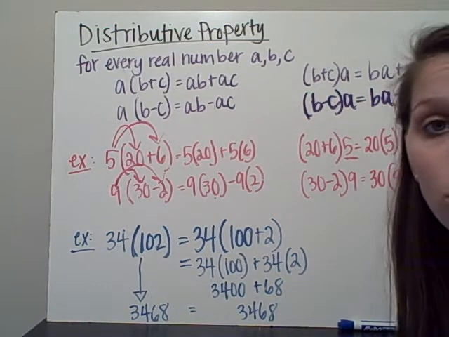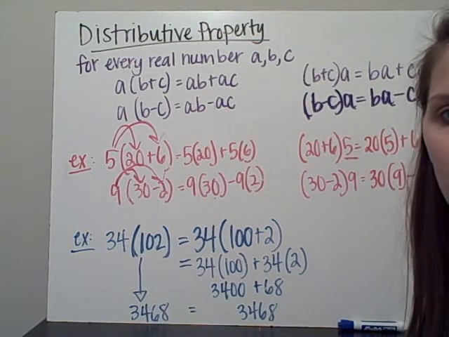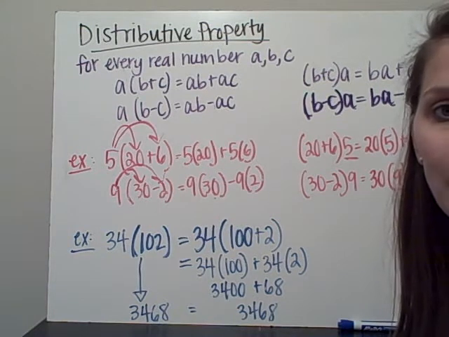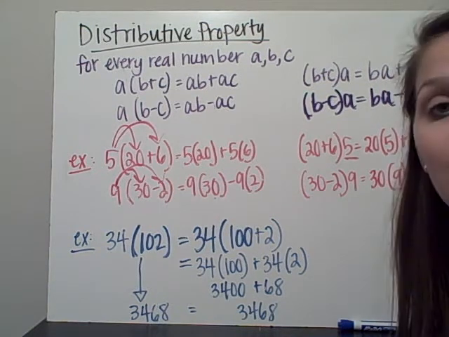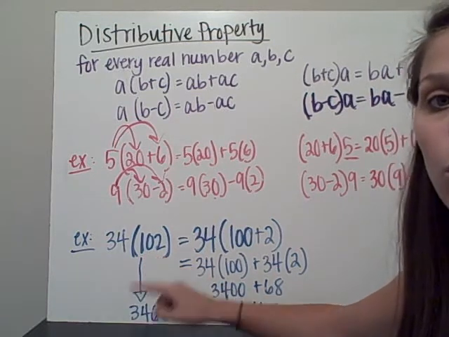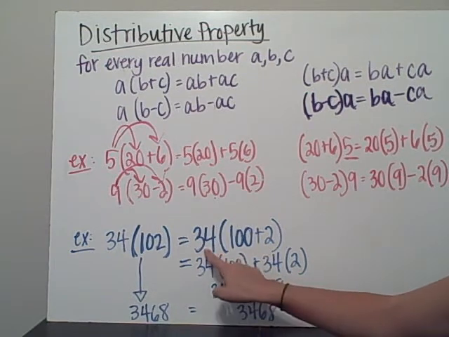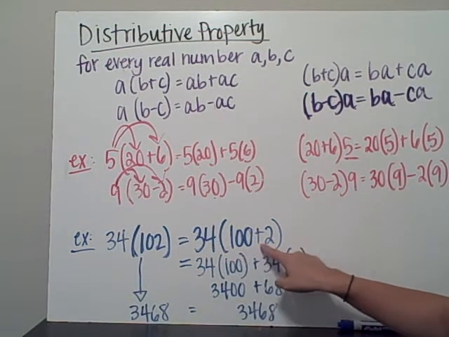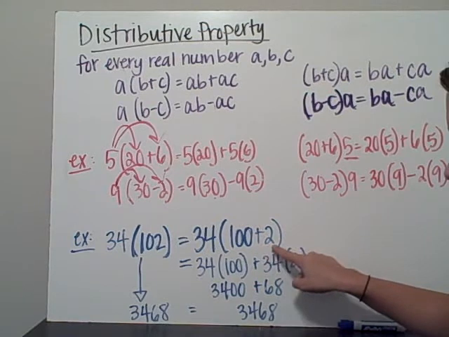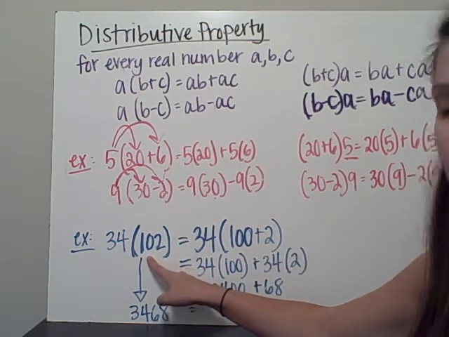We can also use the distributive property to help us with mental math, to break something down to make our multiplication easier. So for example, if you had 34 times 102, well, we can use the distributive property to break this down to 34 times 100 plus 2, because 100 plus 2 is the same thing as 102. They're equal to one another.